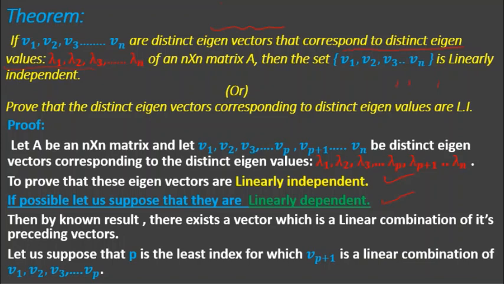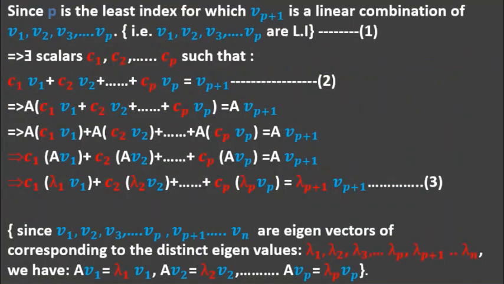So let us suppose that p is the least index for which Vp plus 1 is a linear combination of its preceding vectors V1, V2, V3 and so on Vp. So among these n eigenvectors, let us suppose that Vp plus 1 is a linear combination of its preceding vectors. Since p is the least such index, we can note down here that V1, V2, V3 and so on Vp will be linearly independent. We will use this further in the next step.